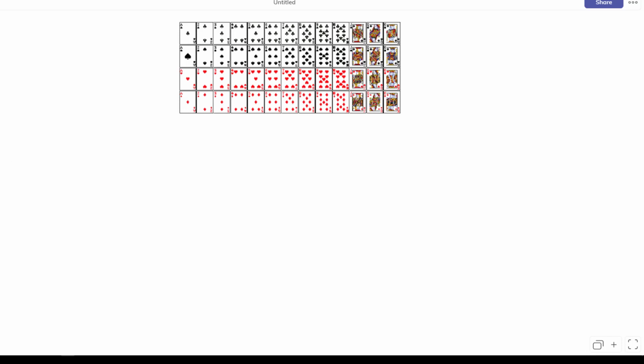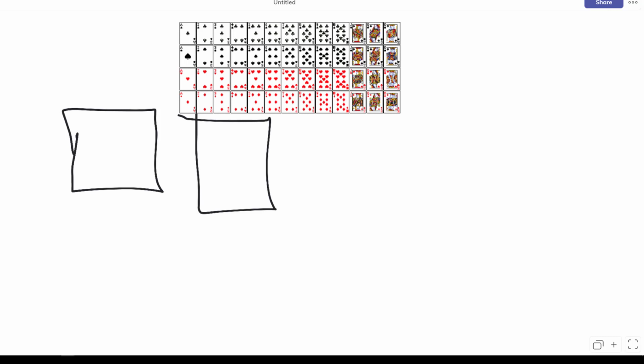So we're going to do a probability problem here. It says two cards are selected from a standard deck of 52 playing cards. So you've got card one and card two. It says the first is replaced before the second card is selected. That's important. So I draw this card and then I put it back.